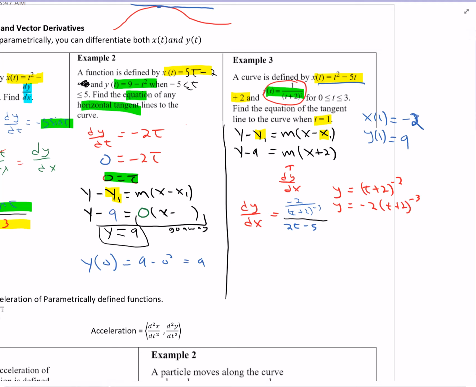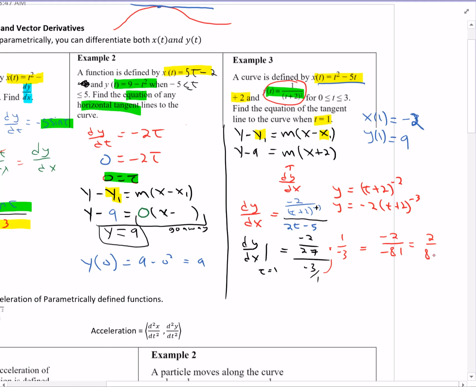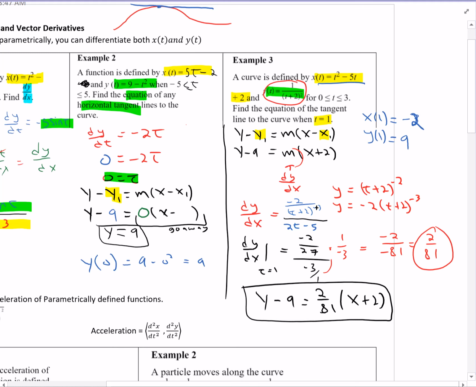We want to know the slope when t equals 1. So we're plugging in 1. It's going to be negative 2 over, no, sorry guys, this should be positive 3. Once you move it to the bottom, it becomes positive 3, the exponent. We're plugging in 1. It's going to be 3 to the third, which is 27. Divided by, plug in 1 on the bottom, you're going to get negative 3, which is kind of like negative 3 over 1. So you can multiply by that, which is going to give us negative 2 over negative 81, which is just 2 over 81, and that's our slope. So we could take this number, plug it back in up here to get y minus 9 equals 2 over 81 (x plus 2), and that's the equation of our tangent line to that function.